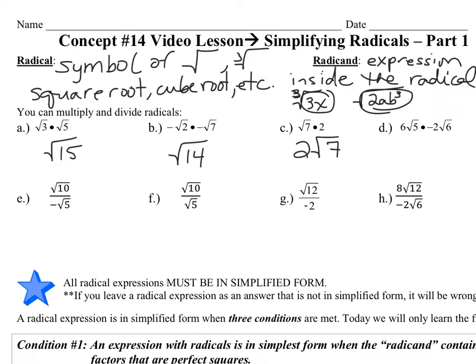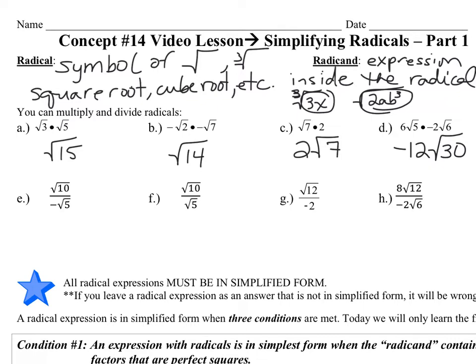That's what that means. But if I want to put those together, I can put my integers together and I can put my radicals together to make one whole expression. So 6 times negative 2 would give me negative 12. And then square root of 5 times the square root of 6 would give me the square root of 30. So I would get negative 12 square root of 30 there. And that's how you would say it.